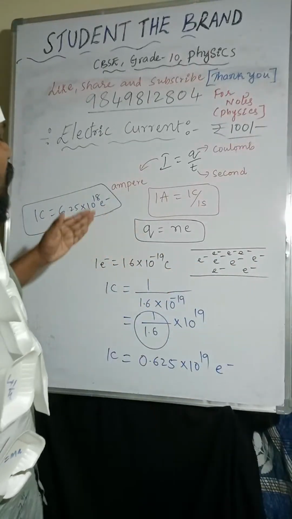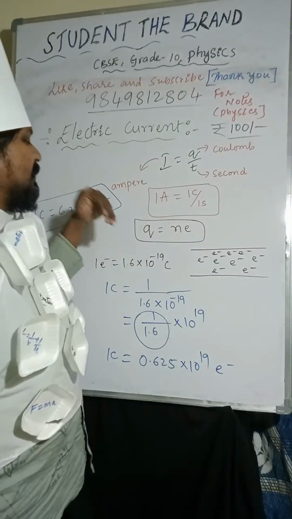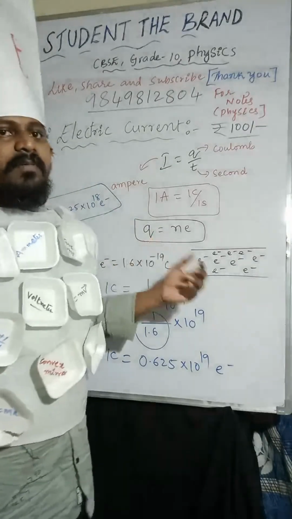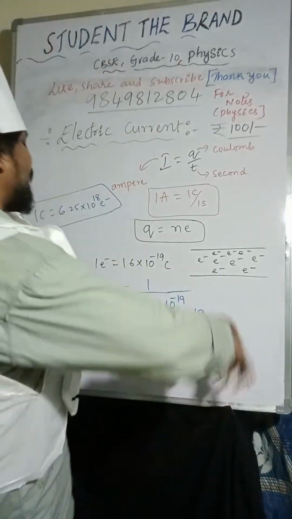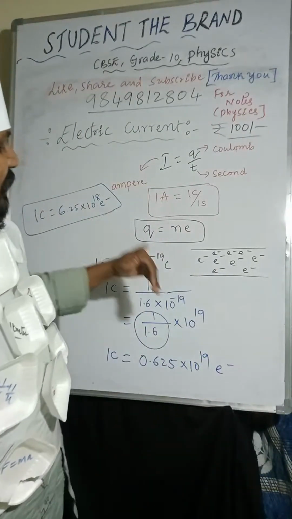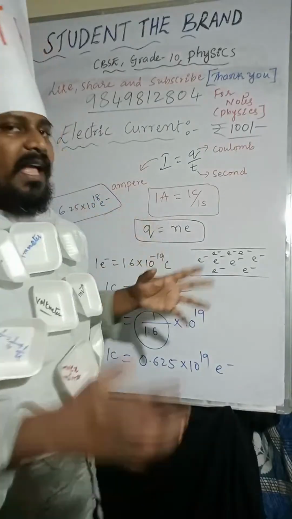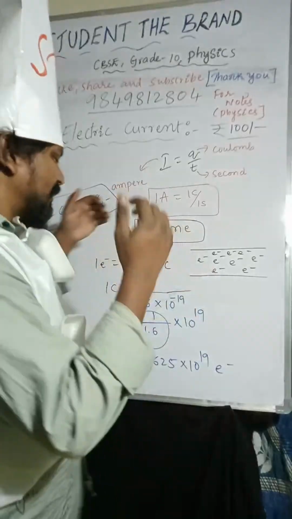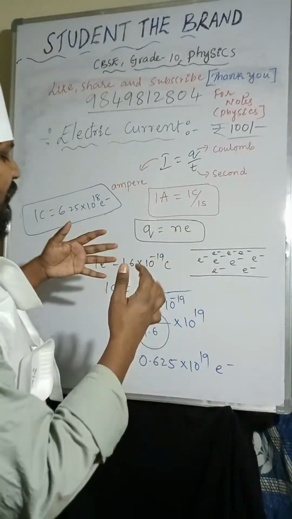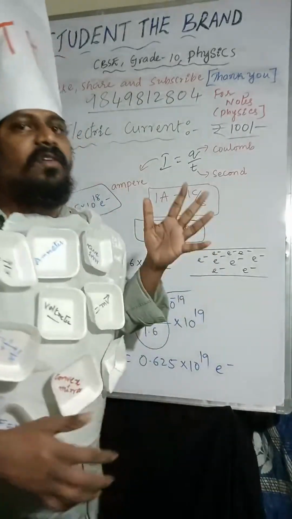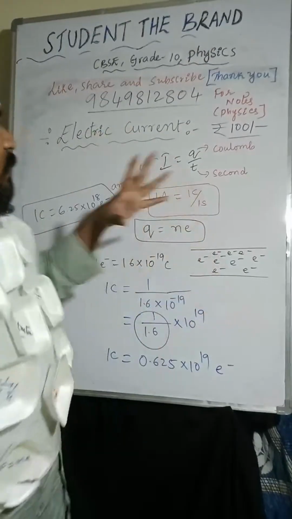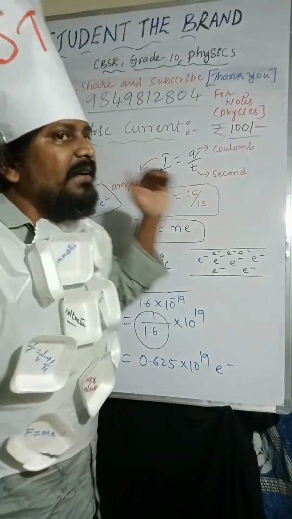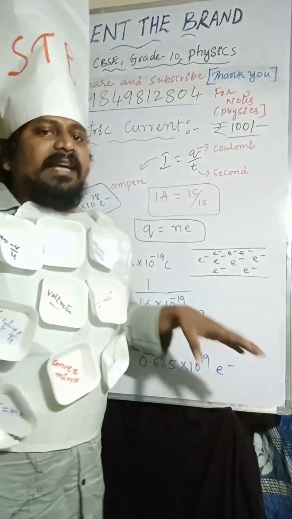On one electron, there is 1.6 into 10 power minus 19 coulomb. In 1 coulomb, it is 1 by 1.6 into 10 power minus 19, which is 0.625 into 10 power 19 electrons. So in 1 coulomb there are 6.25 into 10 power 18 electrons. This is the answer.